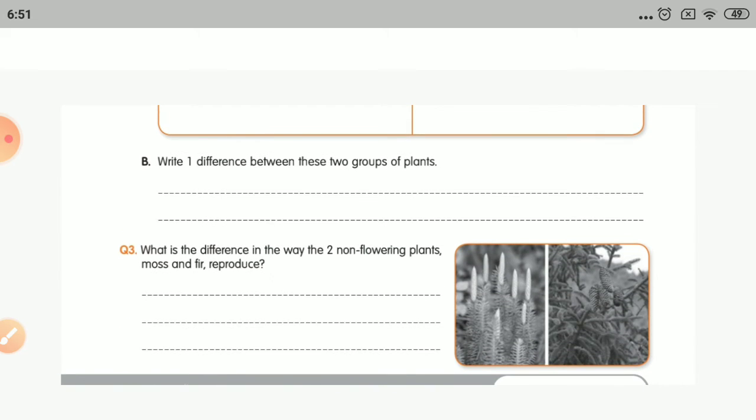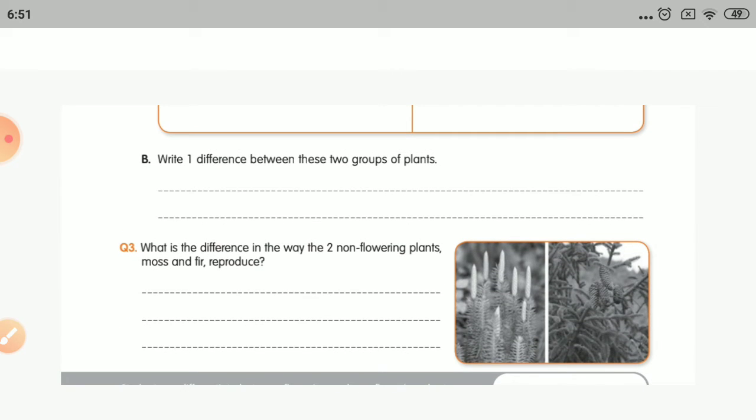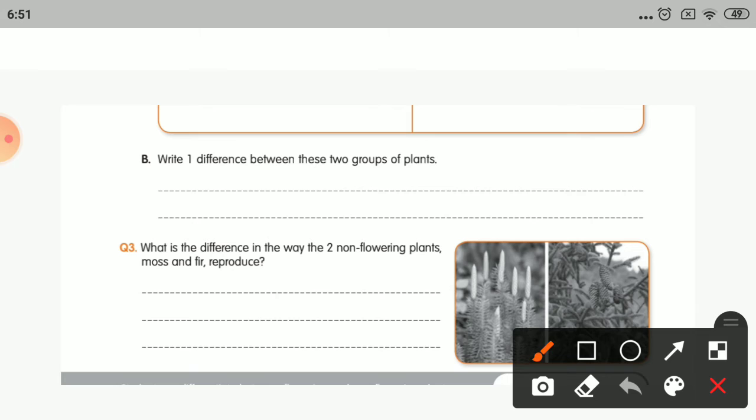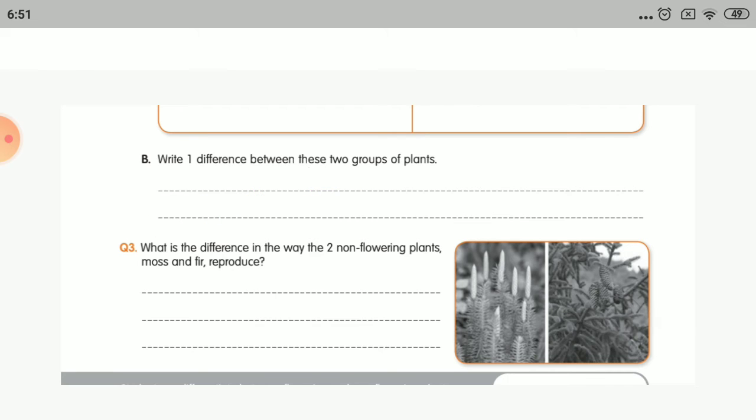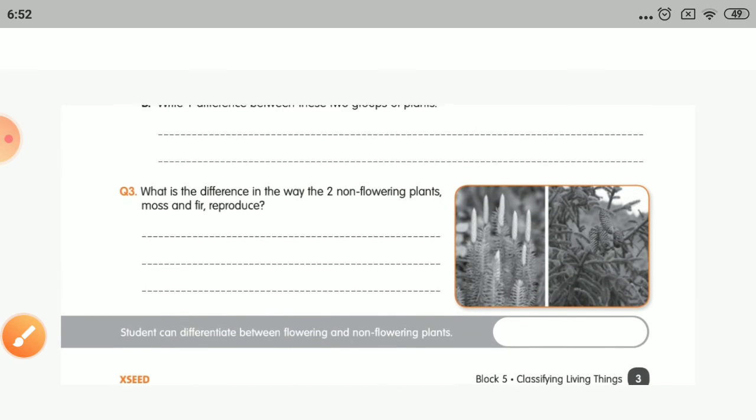Your next question is: write one difference between the groups of the plants. They are asking you to write only one difference, and the one difference you have to highlight and write here is that the plants are categorized into two types based on the flowers: one is flowering and the second one is non-flowering. Okay children, now let us move to the third question.